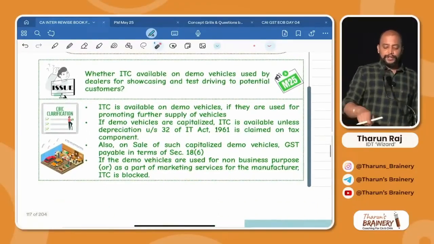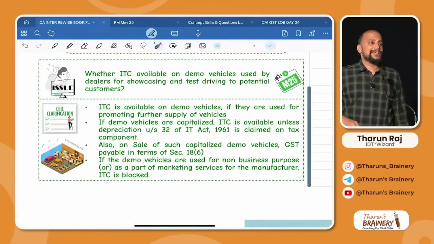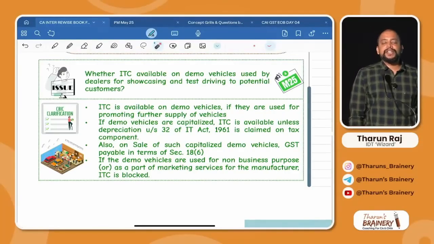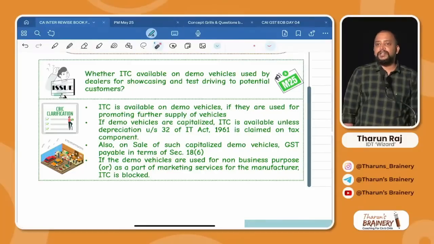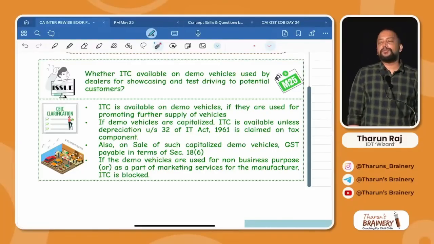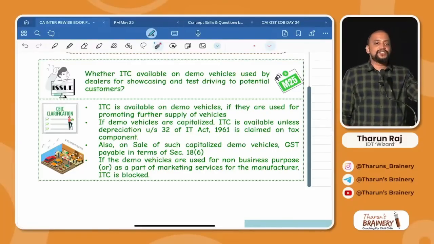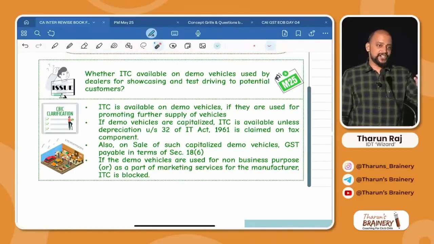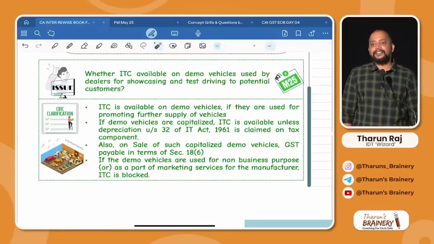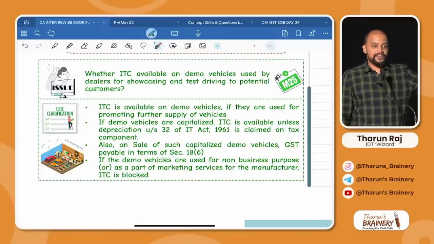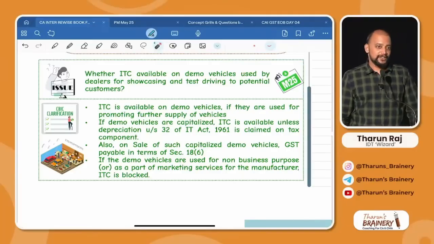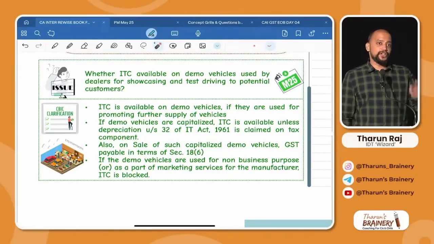Then look into one more newly added circular in this regard. That is demo vehicles. Generally, if you see, a lot of car dealers have demo cars. Lot of people, whether they buy or not, just go and take the car for a test drive, and take photographs, sit in the car and post that on Instagram. No one knows whether it's a demo car or not. We will also think they are buying new cars every time.